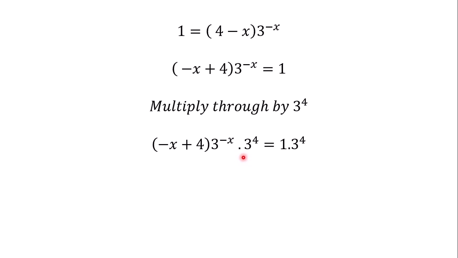Alright, I hope you understand what you are seeing. Minus x plus 4 times 3 raised to the power minus x, dot. This dot here means it is multiplying. So here it's not 1 point, it's 1 times 3 raised to the power 4. Okay, good.